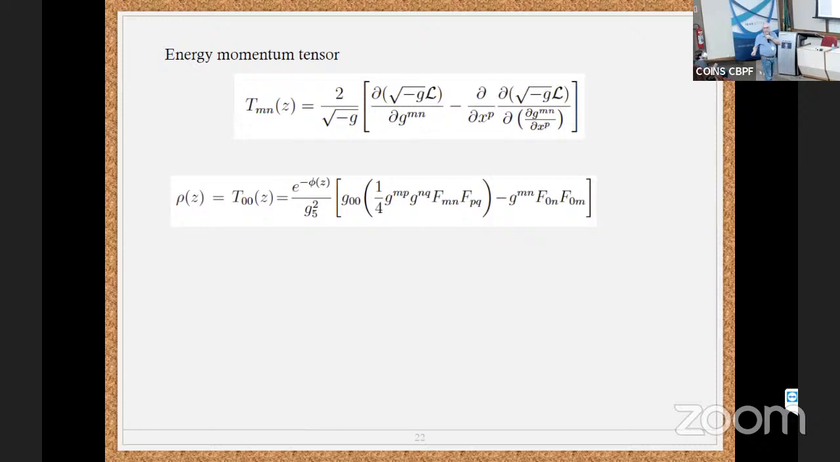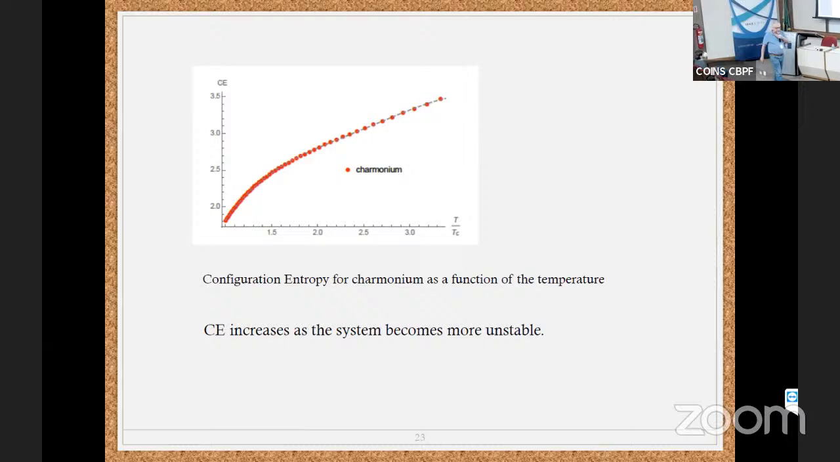We calculate the solutions and the rho. In the first papers that we wrote about this, studying the configuration entropy of some charmonium states, we found the standard behavior. This was not surprising for me. As the temperature increases, the configuration entropy increases. An increase in the configuration entropy is associated with an increase in the instability of the quasi-state. This is consistent: if you increase the temperature, charmonium will dissociate more and more. So the configuration entropy increases.